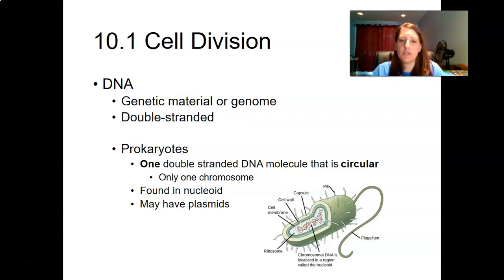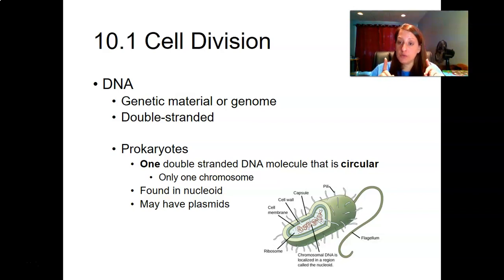So that genetic material in prokaryotes is going to be found in a region of the cell called the nucleoid, but not in an enclosed membrane. So remember, prokaryotes lack a nucleus. So where is their genetic information? Well, it's in the cytoplasm, but it is found concentrated in a region called the nucleoid.